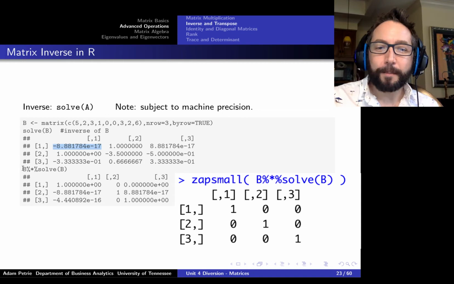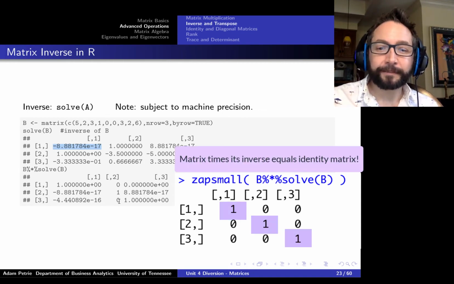Notice if I take B and multiply it by its inverse, I get 1s along the diagonal and 0s in other places. This one actually looks like a 0. This one is basically 0, 8.88 times 10 to the -17th power.